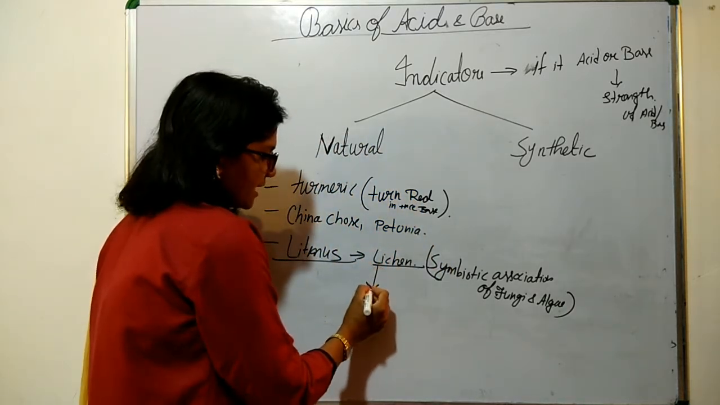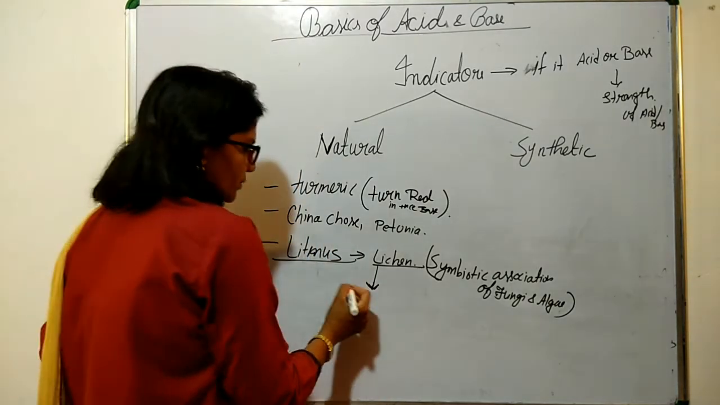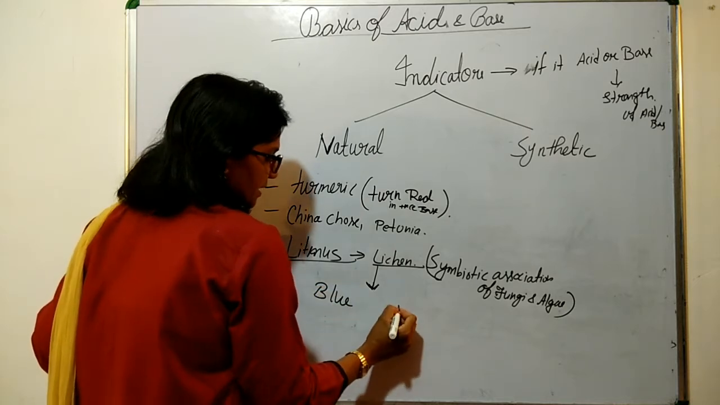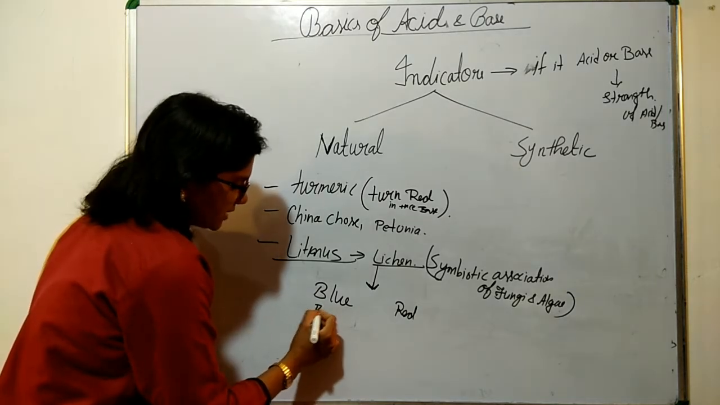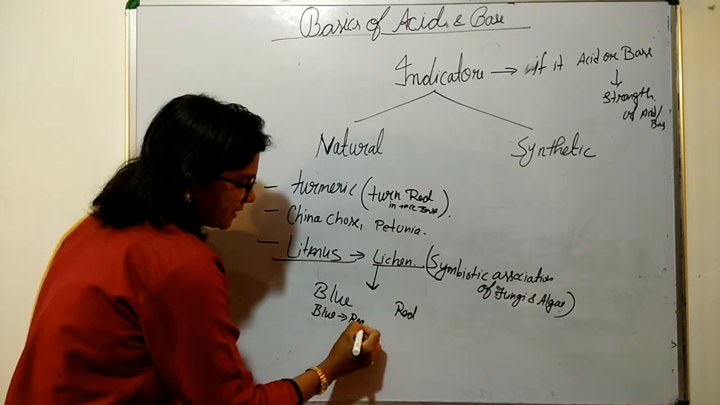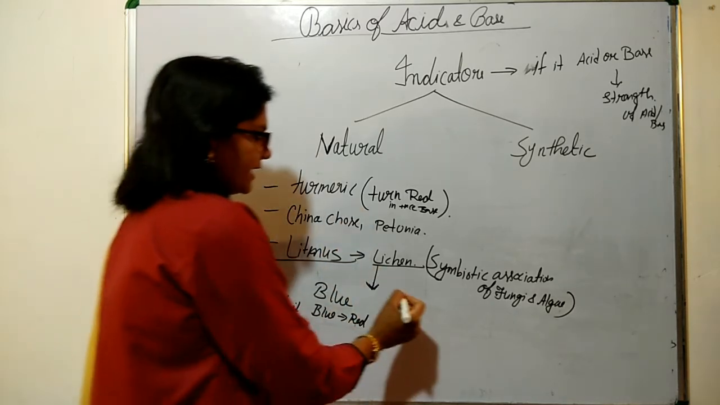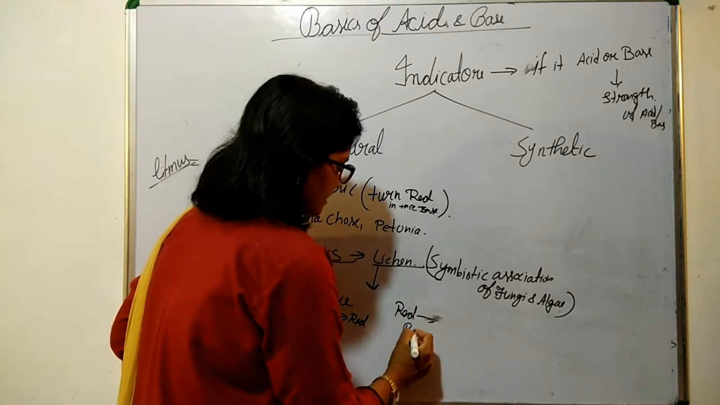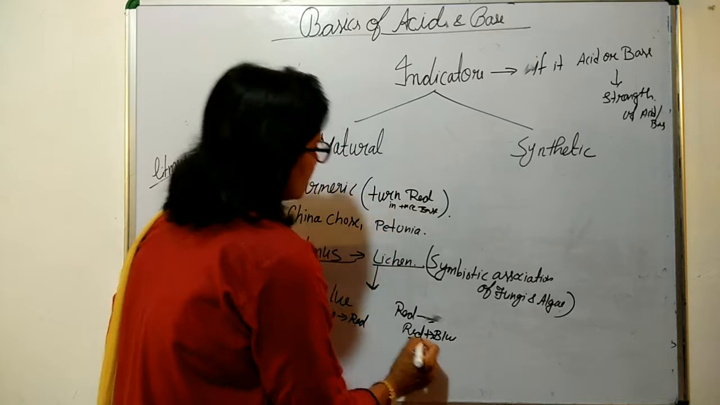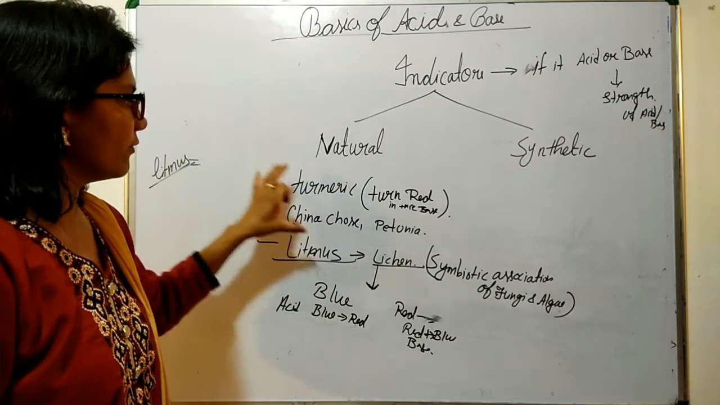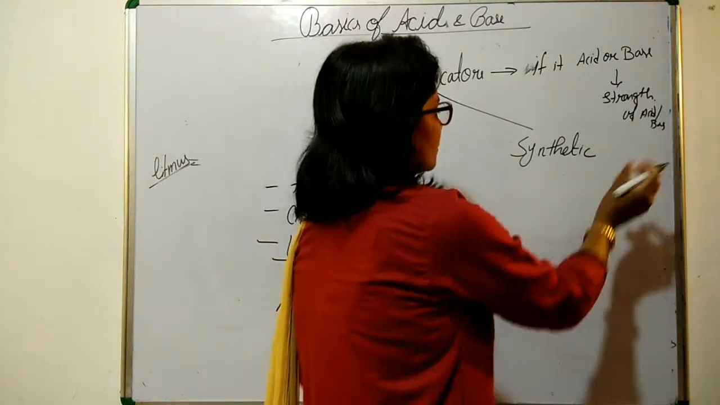As we have discussed, there are two, the blue litmus paper and the red litmus paper. If the blue litmus paper turns red, then it is an acid. And if the red litmus paper turns blue, then it is a base. So you can see these are the natural indicators which help us find whether something is acid or base.